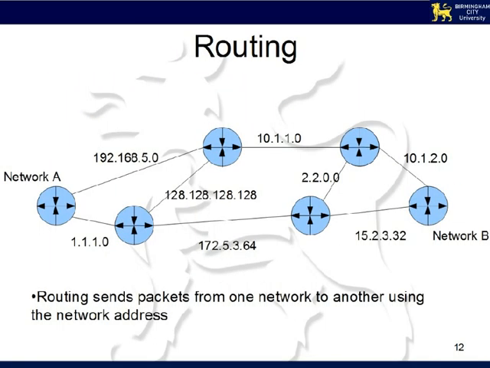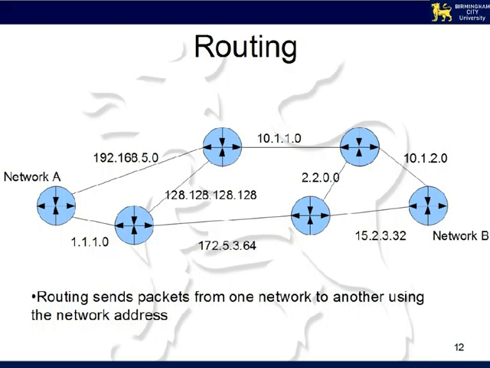So here's an example. We have network A on the left-hand side, and the destination is network B. Each of the networks in between has IP addresses associated with it and therefore has a network address. Using this mesh of network addresses, we can route data from network A to network B. The devices represented by the blue circles with the arrows are routers.